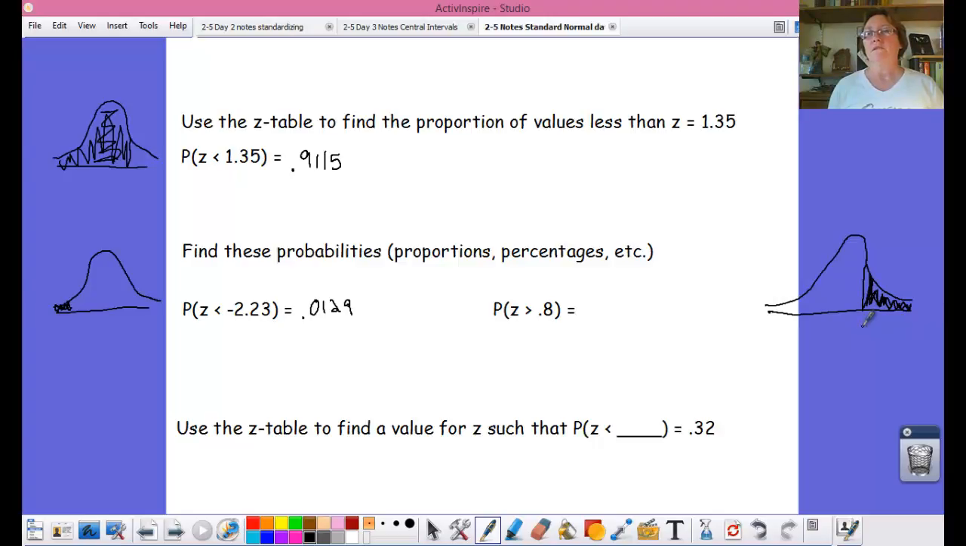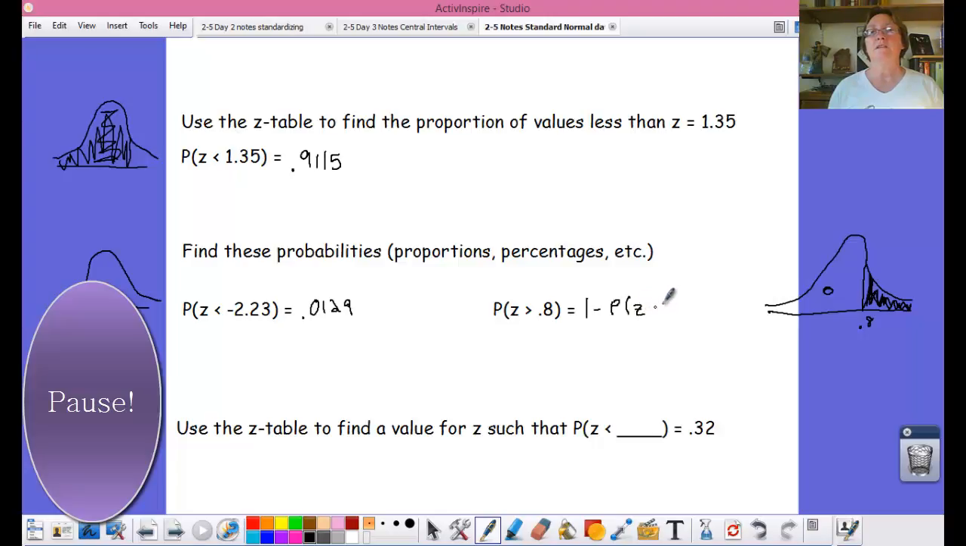So we could look up a z-score of 0.8, but what our table would tell us is this part of the deal. Well, that's perfect. If we remember that the area under the whole thing is 1, then we could subtract out the area that lies below 0.8, and that would leave us with what's above. So that's exactly what our plan is going to be. We're going to do 1 minus the probability that z is less than 0.8.